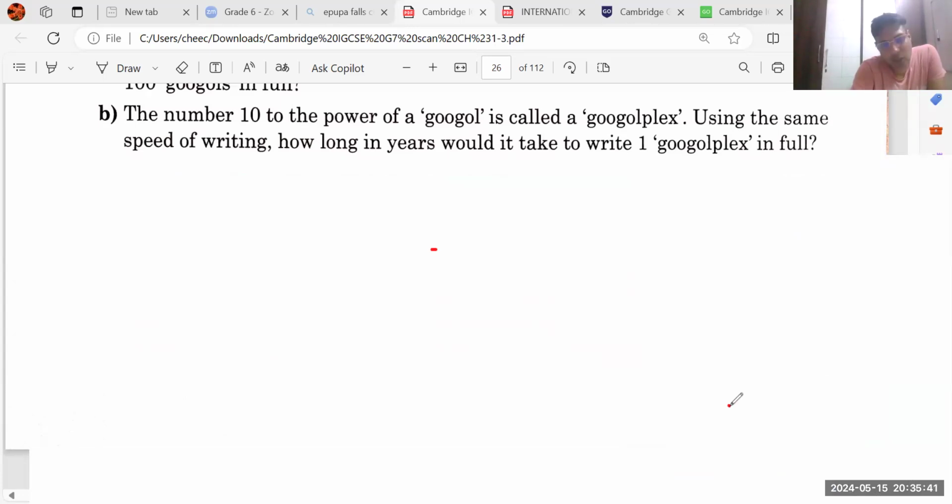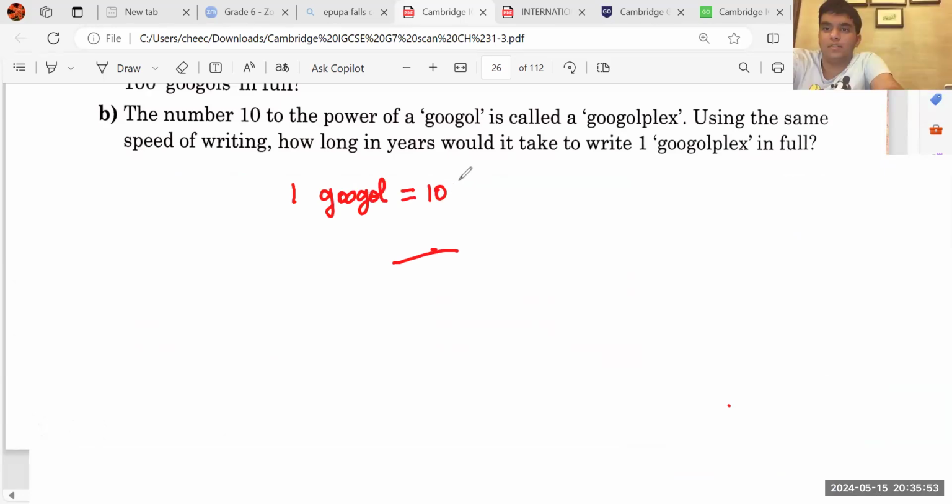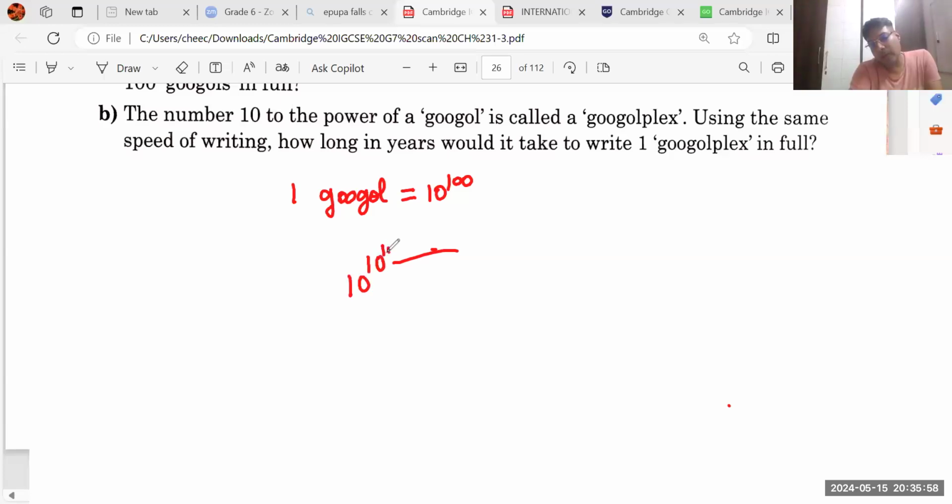One Google is how much? One Google is 10 to the power what? 10 to the power 100. They are saying 10 to the power 10 to the power 100. Right? Now 10 to the power 2 is there. Anvi, you know this question clearly?